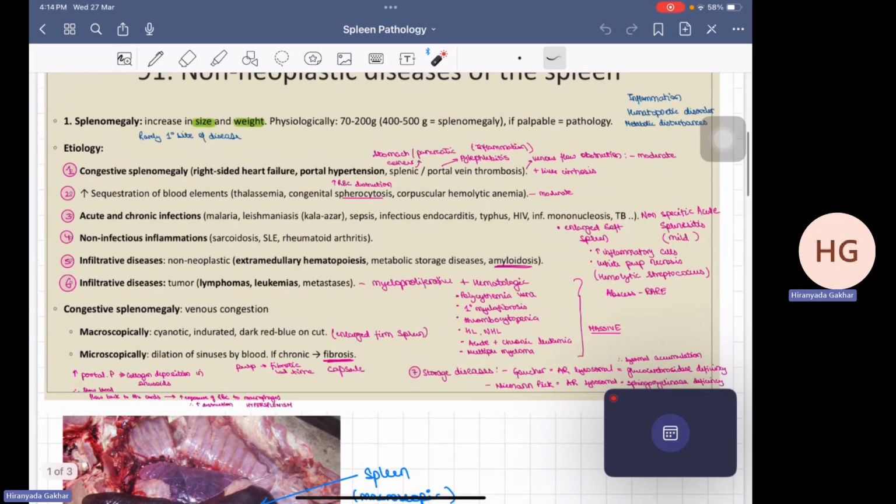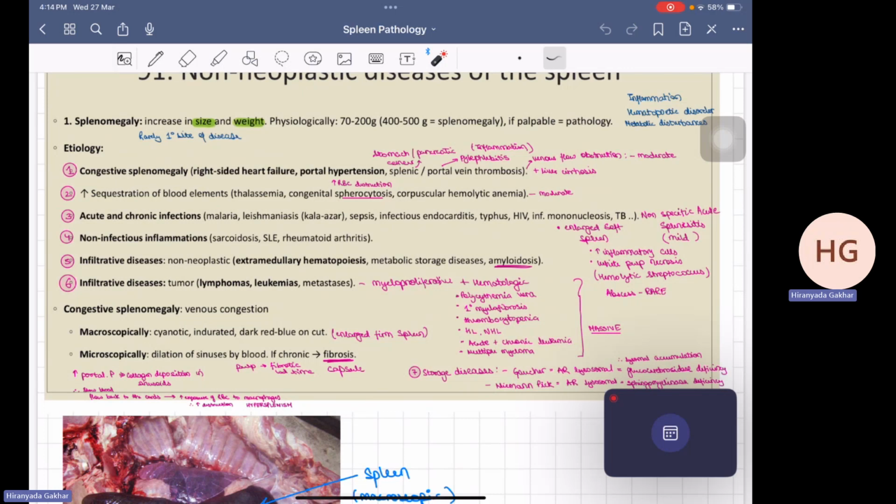Moving on to the next cause, splenomegaly can also be due to increased sequestration of blood elements, and that can be seen in cases of thalassemia or congenital spherocytosis. That is when there is an increased destruction of the red blood cells.